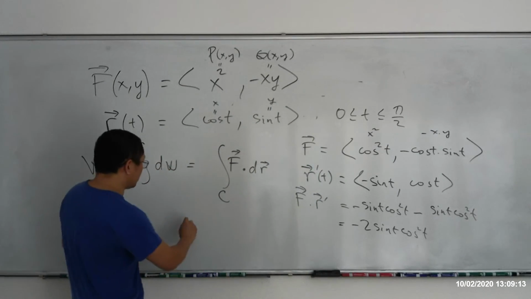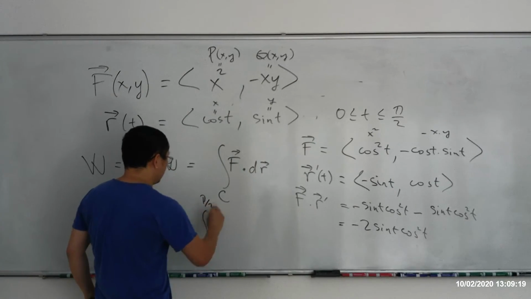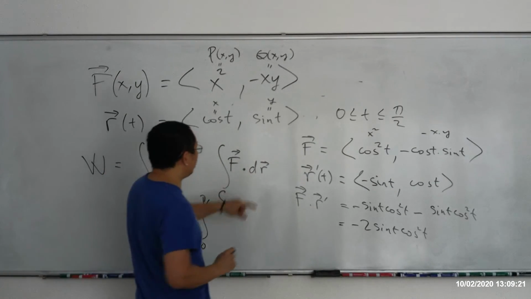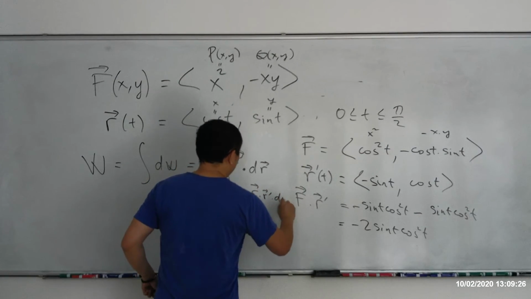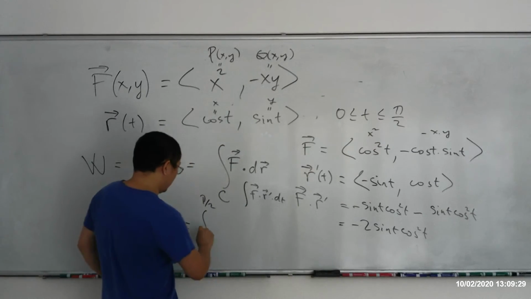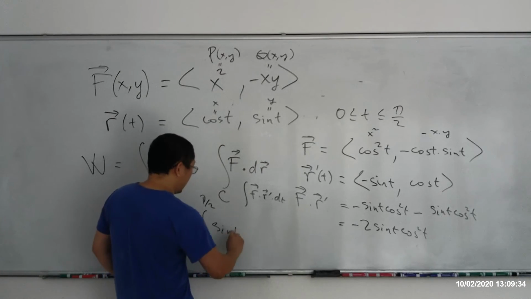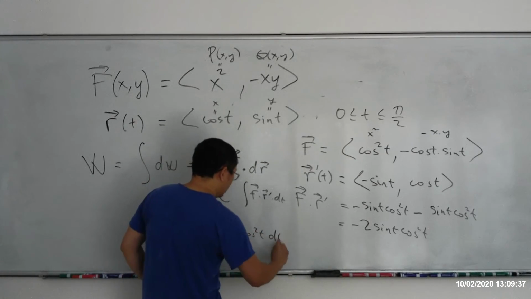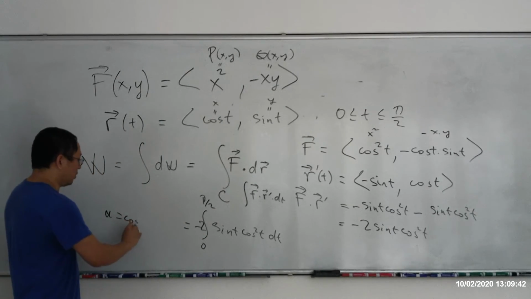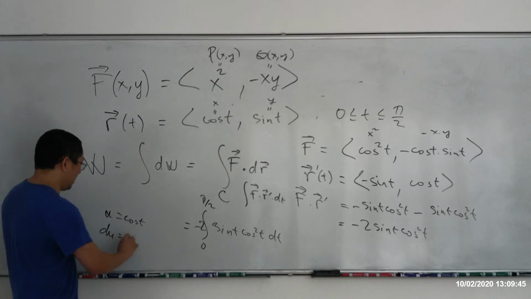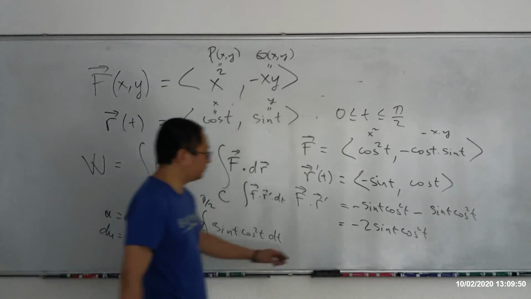So this integral becomes what? Integral, t running from 0 to pi over 2. F dot dr is F dot r prime dt. So you have this. So what? I'm going to put the negative 2 outside. Negative 2 times the integral of sine t cosine squared t dt. And you know how to integrate it. Let u equal cosine t. Then du is negative sine t dt. You have the answer. Okay?